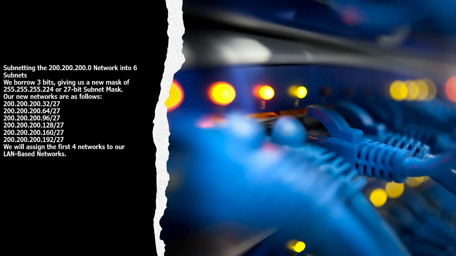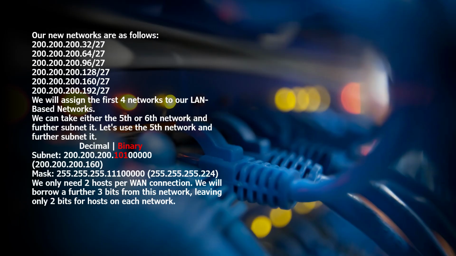And we will be assigning the first 4 networks to our LAN based networks. We can take either the 5th or the 6th network and further subnet it. Let's assume the 5th network, and further subnet it. The 5th network will be 200.200.200.160, and we will be subnetting this network.